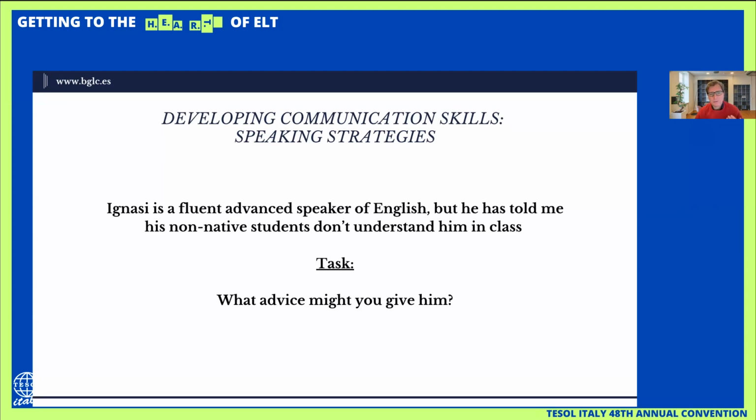So Ignacy is a fluent advanced speaker of English, but he's told me that his non-native students don't understand him in class. What advice might you give him? Again, as a language coach, advice is part of my job here. Now, I'm sure you'll say as a teacher too, absolutely. But very clearly, as a coach, I'm going to try and guide him in how he communicates and how he can communicate better. So, we're going to watch a video of me giving him that advice, okay?